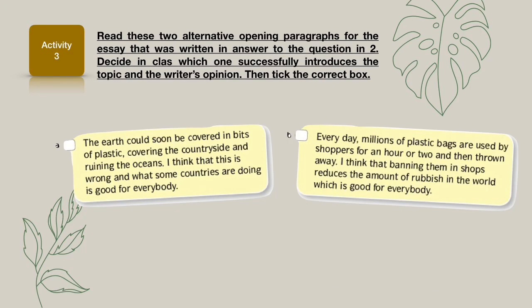Activity 3. Read these two alternative opening paragraphs for the essay that was written in answer to the question in 2. Decide in class which one successfully introduces the topic and the writer's opinion. Then tick the correct box. So A. The earth could soon be covered in bits of plastic, covering the countryside and ruining the oceans. I think that this is wrong and what some countries are doing is good for everybody.